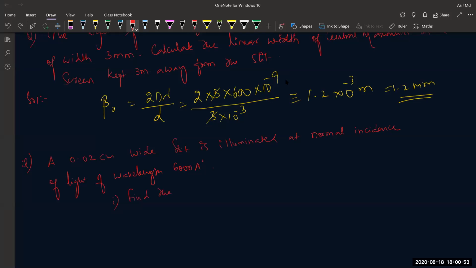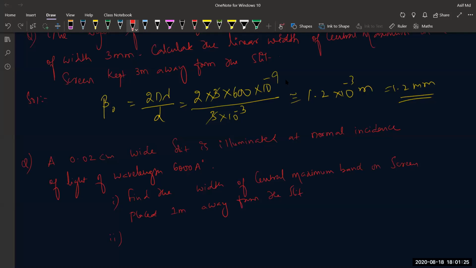Find the width of central maximum band on the screen placed 1 meter away from the slit. Under pen and paper, try to solve question number 1.